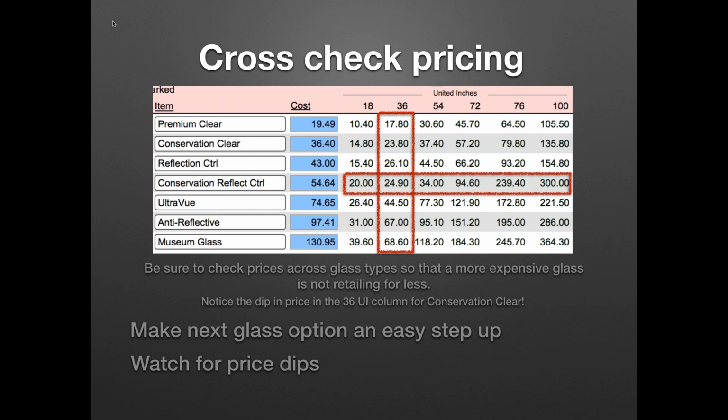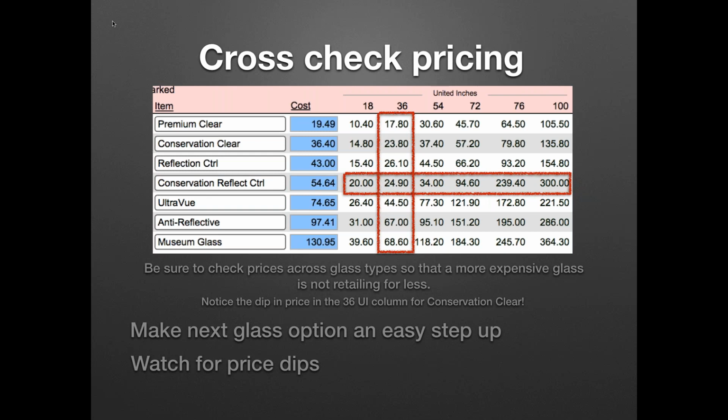But if you look at all the different types of glass that you have, and you look at the 36 United Inches, the 16 by 20, as we go down that list, you'll notice that when we get to conservation reflection control, all of a sudden the retail price drops. And you're thinking, whoa, what's going on here? So it's that cross-check of not only checking it at the 8 by 10, the 16 by 20 going up in size, but also comparing it to the other glass types.